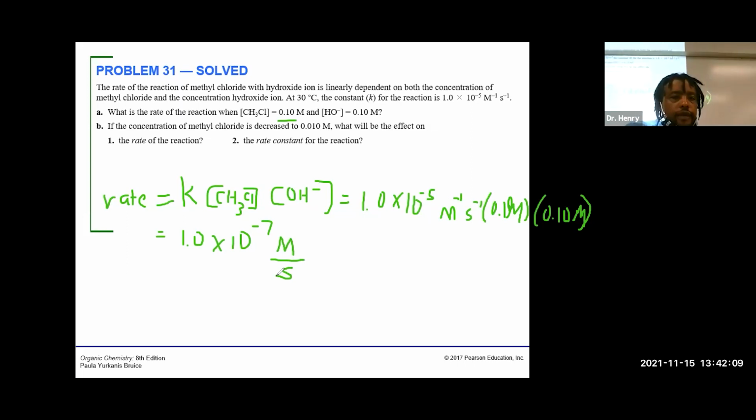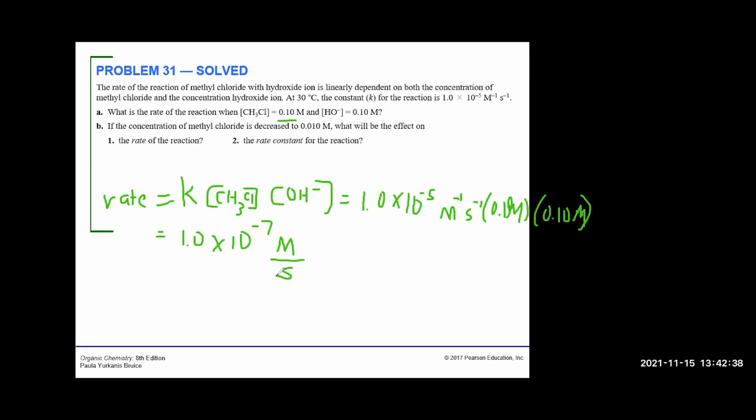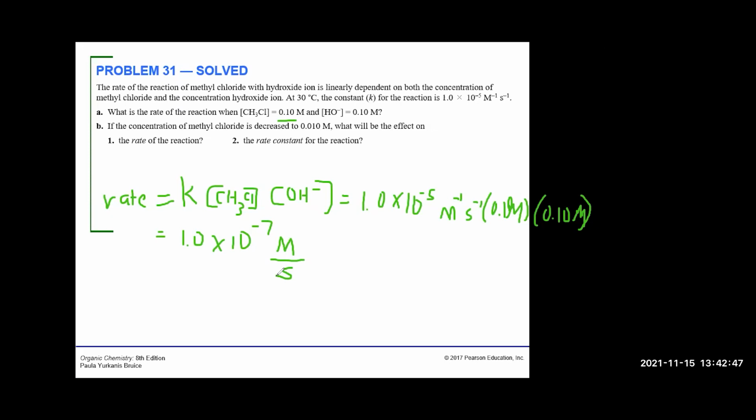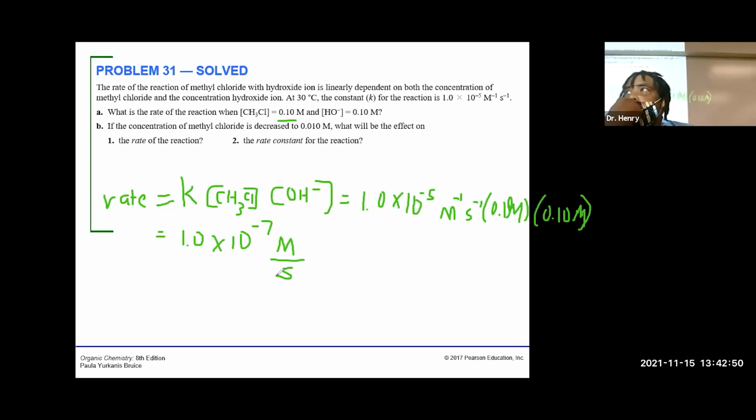It says, if the concentration of methyl chloride is decreased to 0.010, what would be the effect on the rate? Would it be decreased? The rate is going to be decreased, right? Because you're dropping from 0.1 to 0.01, right?